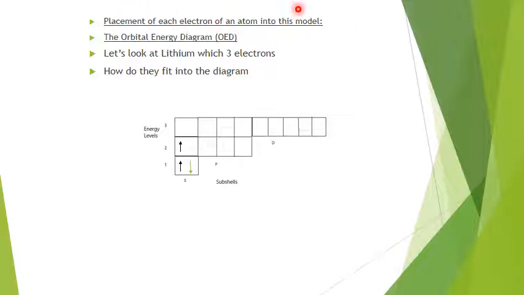So we're just going to get to the placement of electrons of an atom into this model. We're going to start out with lithium, and as I said, this model is called the orbital energy diagram, OED. So lithium has 3 electrons. We know that because it has 3 protons, and we're going to say right now that the number of electrons equals the number of protons.